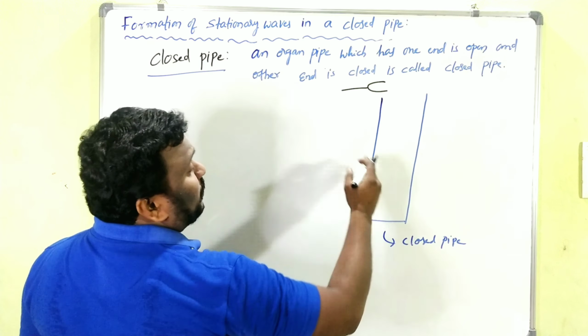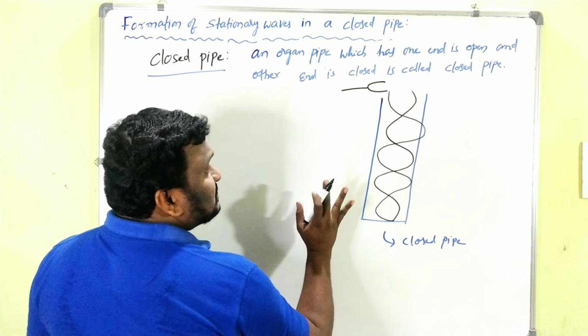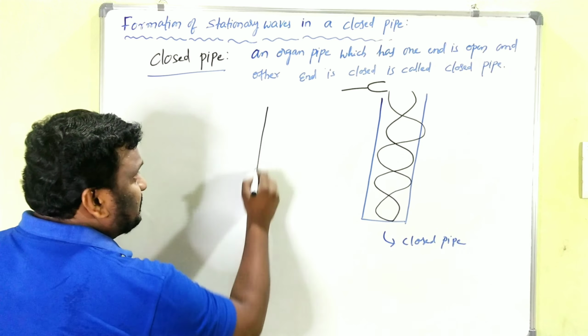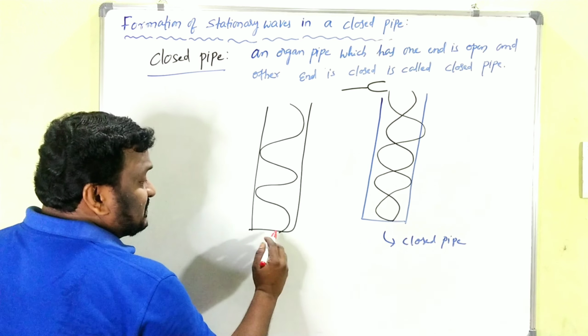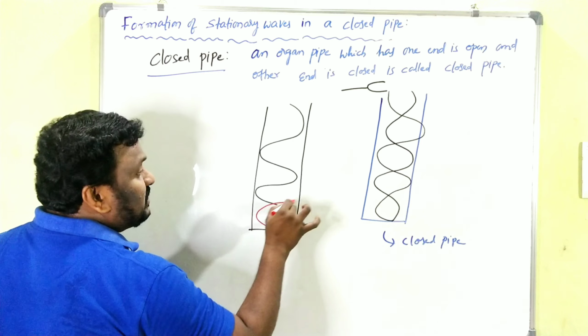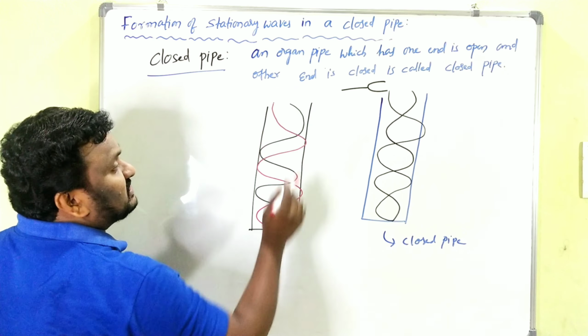When that wave touches the closed end, the medium is closed, so it is reflected back like this. This is the way the stationary wave is formed in a closed pipe. Very simple, children. We take one tuning fork and excite it, and due to that one wave is generated that goes like this. It is the one progressive wave. And when it touches the bottom, obviously it is reflected because further propagation is not possible. The wave is going to be stopped here only. Due to that it comes back like this and is superimposed like this.